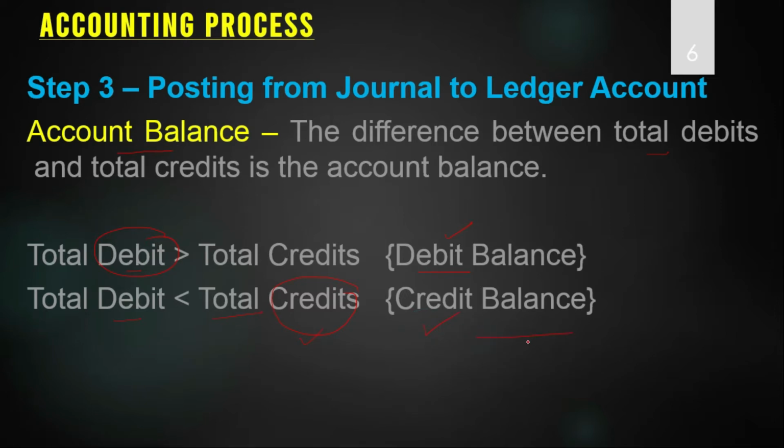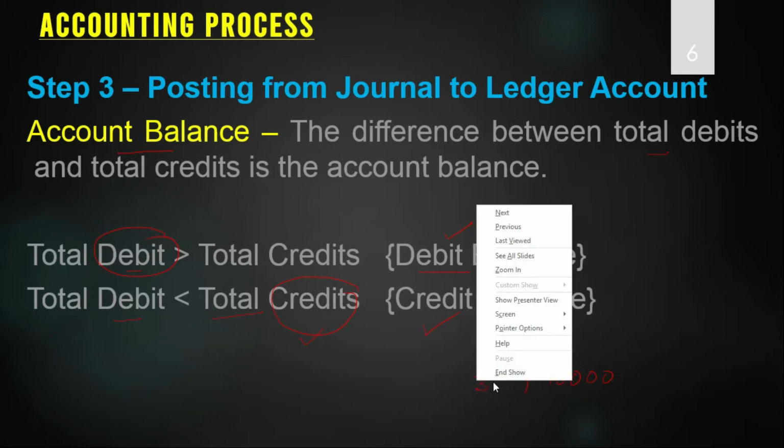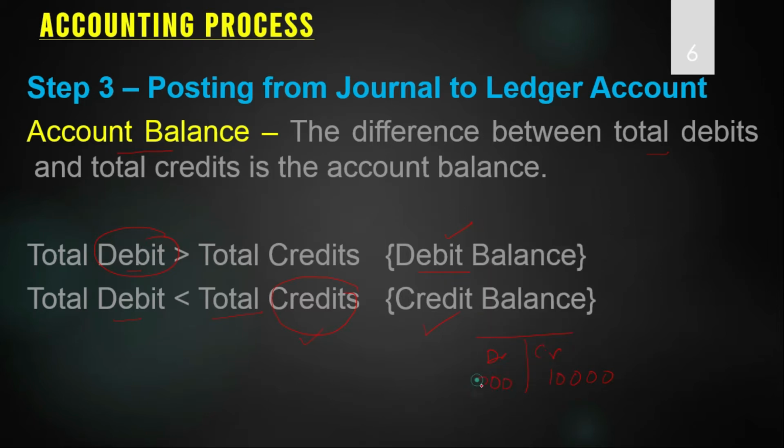I can show you an example. This is an account, and suppose this is credit and this is debit. If credit is 10,000 and debit is 3,000, you will see that the credit is more. The difference is 7,000, which will be called the credit balance. On the other hand, if debit is more, for example, suppose on the debit side we have 20,000 and on the credit side we have 12,000, this will be called a debit balance of 8,000.